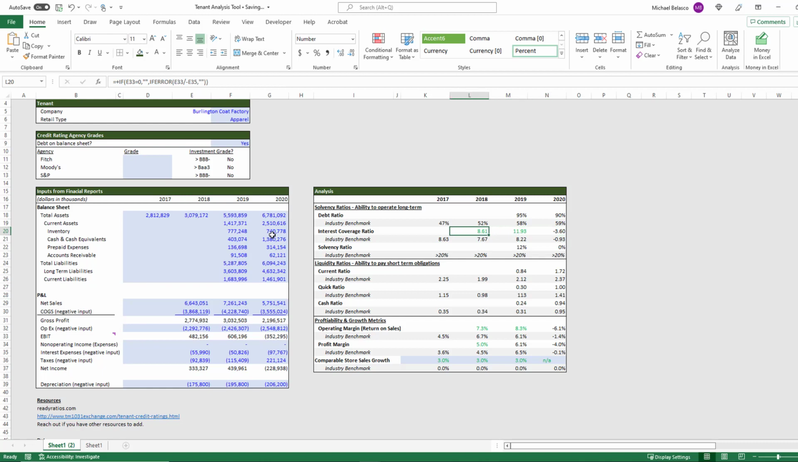The interest coverage ratio is looking great for them up until COVID. So again, the interest coverage ratio here, you'll see it's EBIT divided by interest expense. And so it looks like they're sufficiently able to cover, and then as of COVID, there's been some concerns.